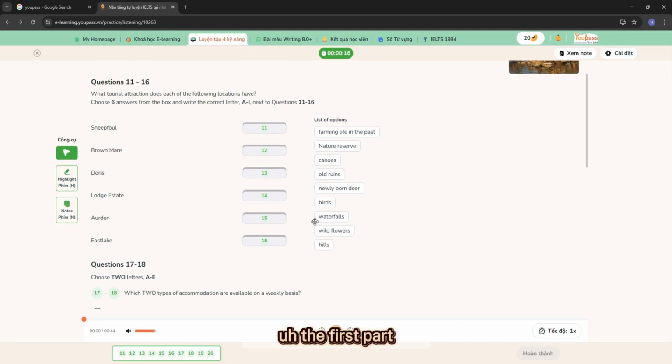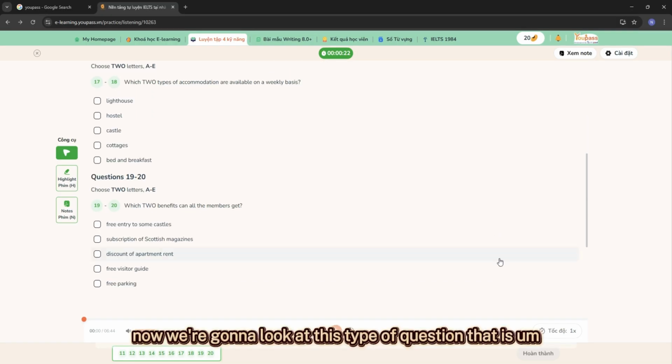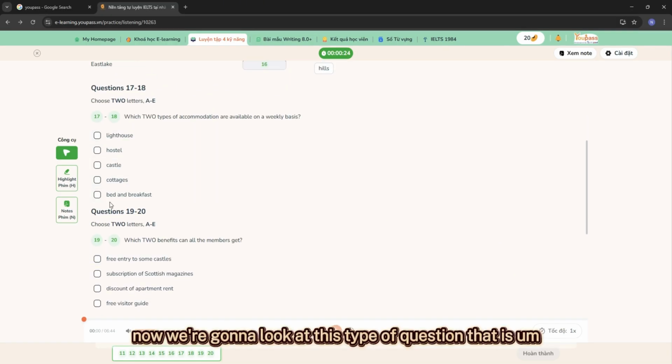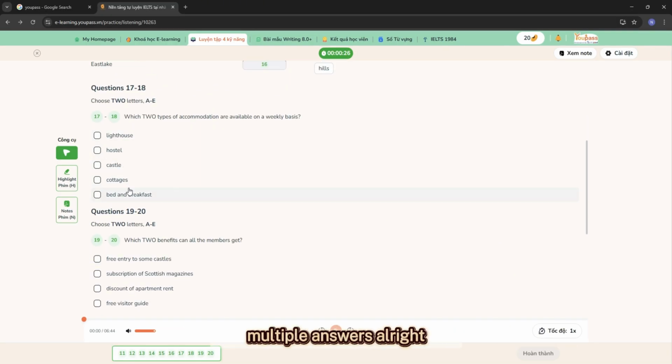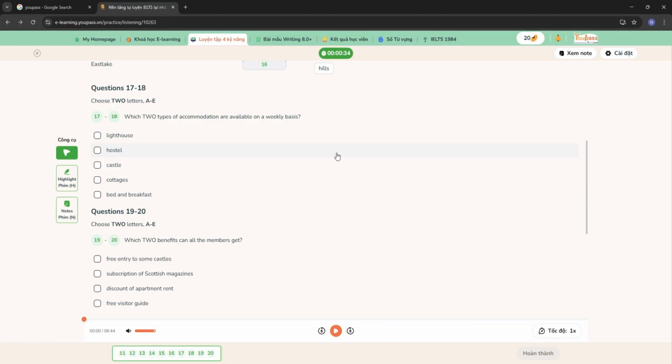The first part, I've already discussed how to tackle the matching information type of question. Now we're going to look at this type of question that is multiple answers. All right, choosing multiple answers. So how can you approach this type of question effectively?